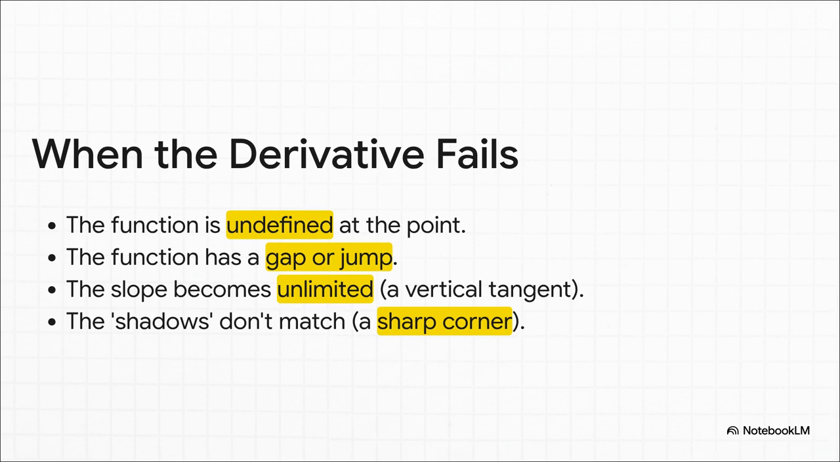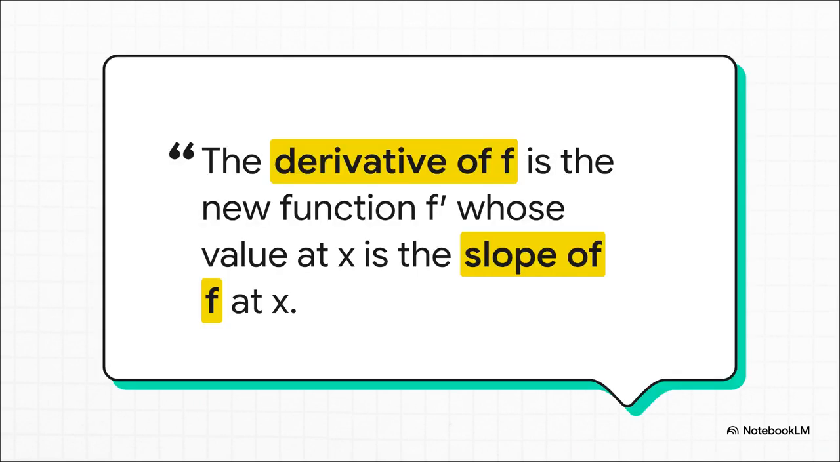First, the function could just be undefined there, or it could have a gap or a jump. The slope could go crazy and become unlimited, picture a vertical tangent line. Or just like our absolute value example, the slope as you come in from the left is different from the slope as you come in from the right. The shadows don't match, which is what happens at any sharp corner. But let's not get too caught up in the exceptions. Let's focus on the incredible power we've just unlocked.